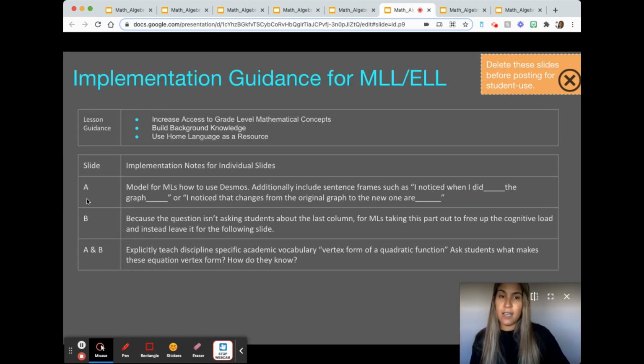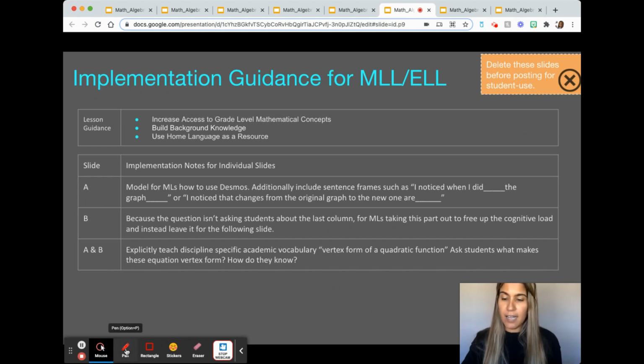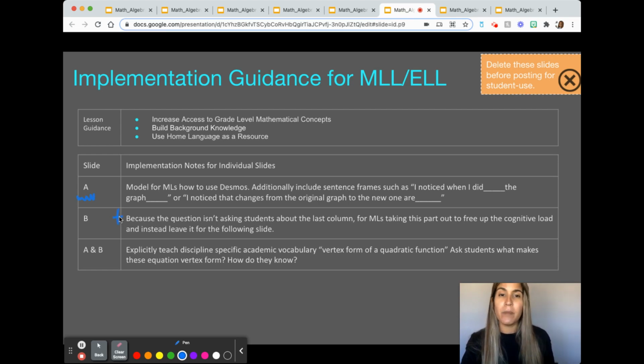we can see that in the suggestions for the slide, it is asking us to model for multilingual learners the use of Desmos. It says there's portions of these questions, depending on who your students are, that you might be able to chunk them or split it up into 2. And for A and B, it says explicitly teach academic vocabulary, like what is a vertex form. I created some specific vocabulary slides that you can put into the lesson so that you can use it and it can aid your students with the vocab.